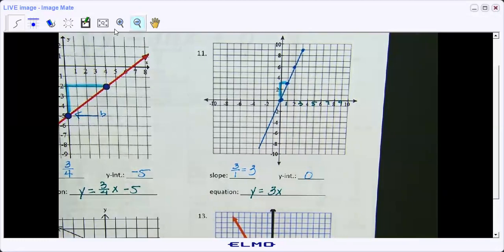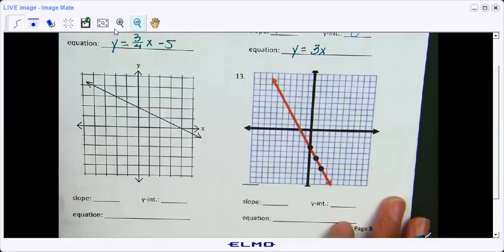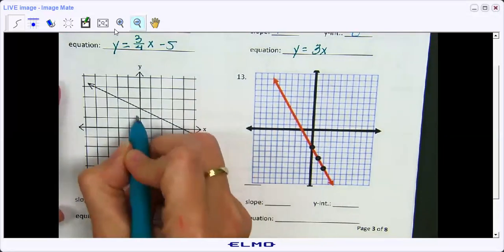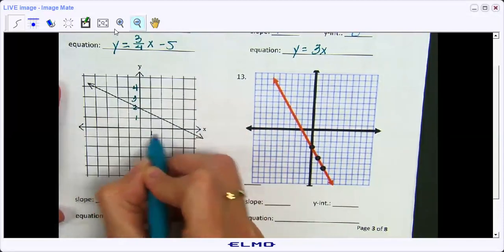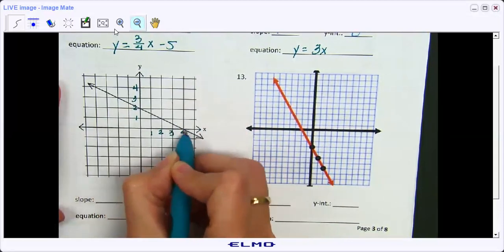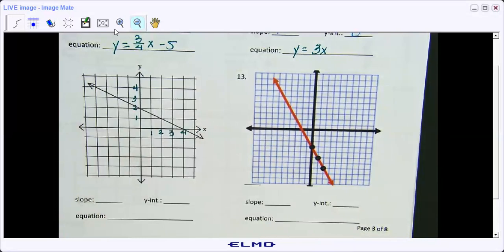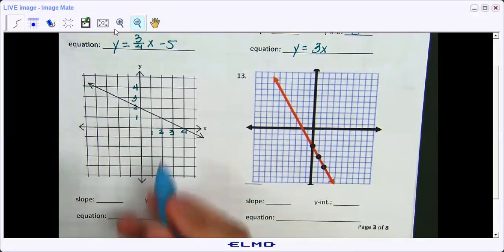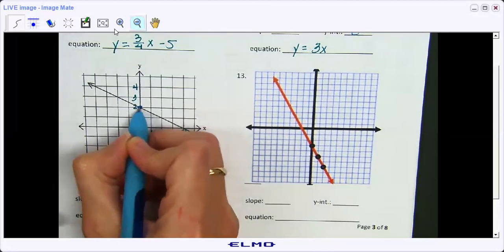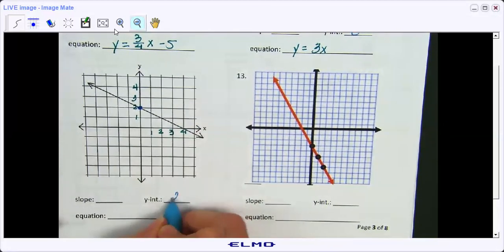Okay, let's go to graph 12. Graph 12 has no numbers on it. Anytime you come across a graph with no numbers, you will assume that they go by increments of 1. Okay, so this is 1, 2, 3, 4, and 1, 2, 3, 4. All right, so where does it cross the y-axis? It crosses right here at 2. So my y-intercept is 2.